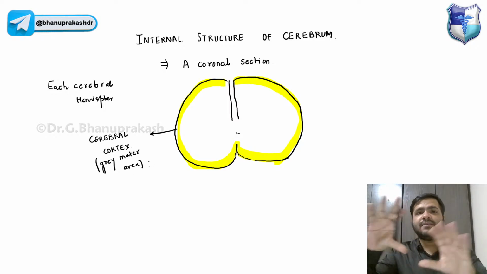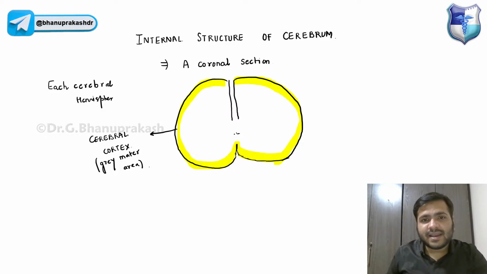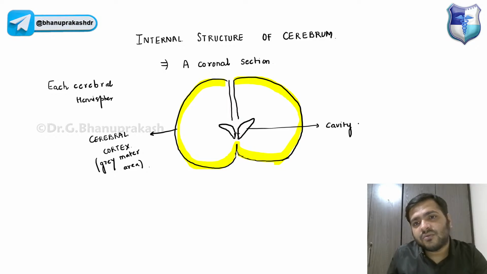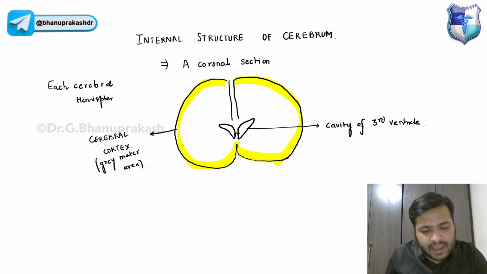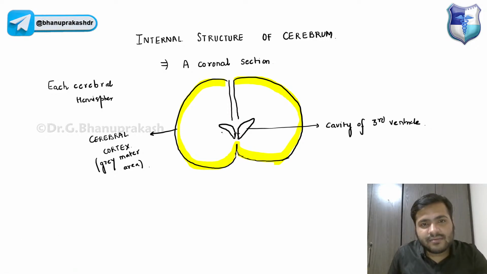Now, guys, inside everything, it is the white matter. In the midline, you already know we have this cavity of the third ventricle. I will be discussing the third ventricle also, so don't worry about this. Around the cavity of the third ventricle, you will have certain gray matter areas over here in the coronal section.